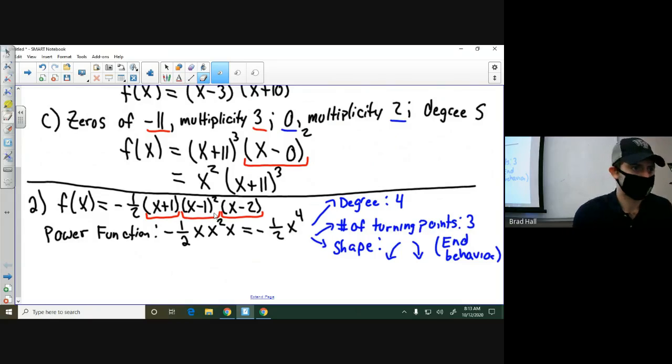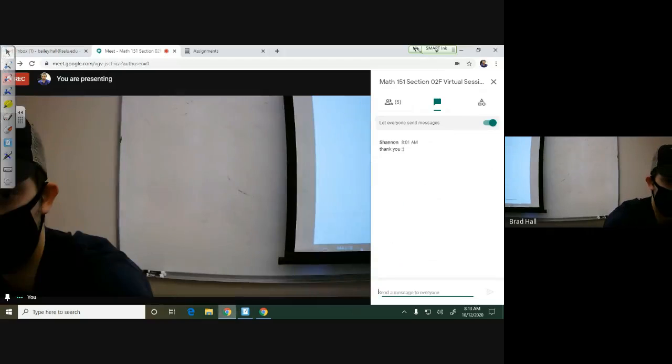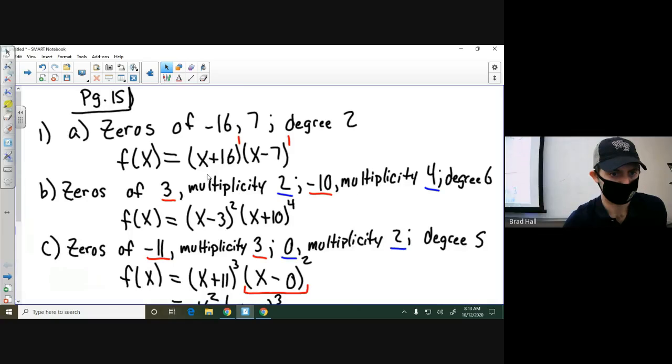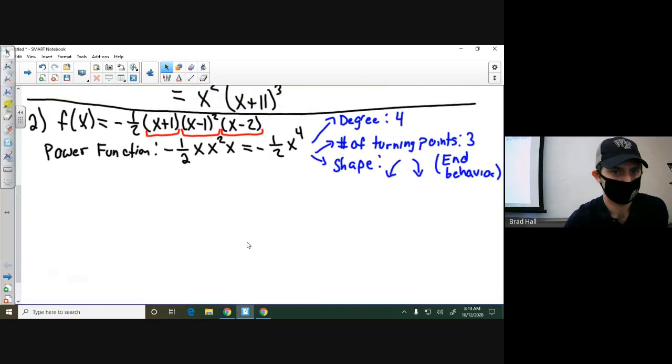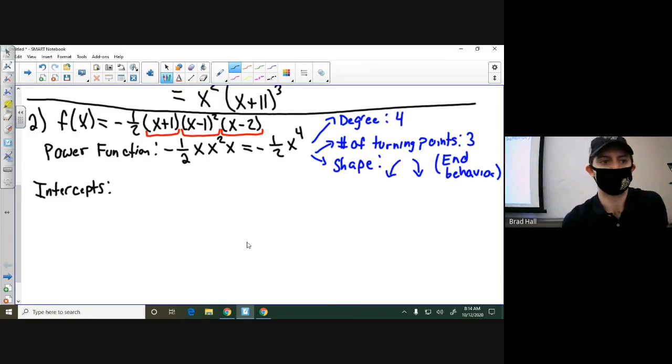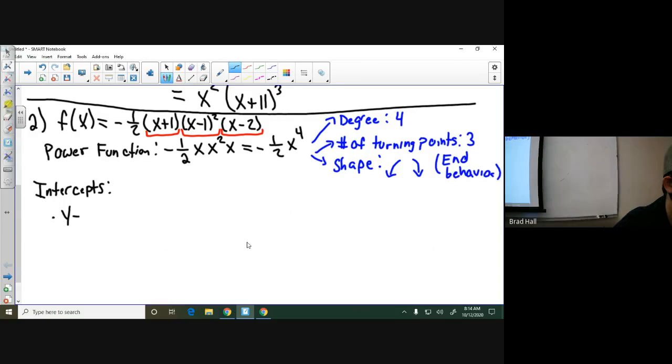So from here, let's see. So from here, scroll down a little bit. So what else does it want? It wants intercepts as well. So it also wants the intercepts. Now the y-intercept, remember there's 2 intercepts. We'll start off with the y-intercept. Doesn't matter which one you start off with. Set x equal to 0.